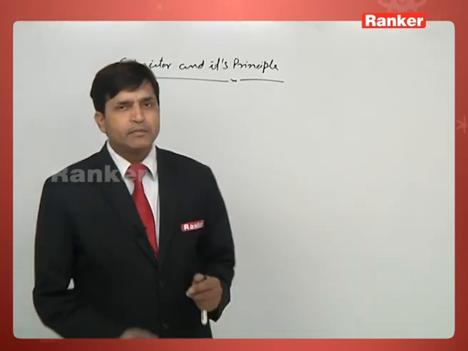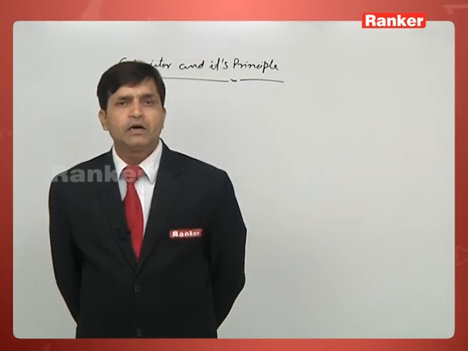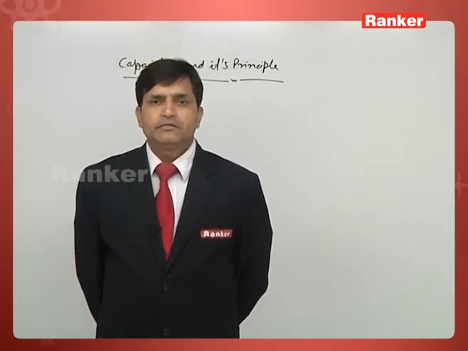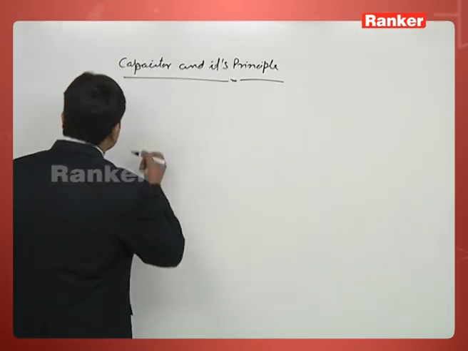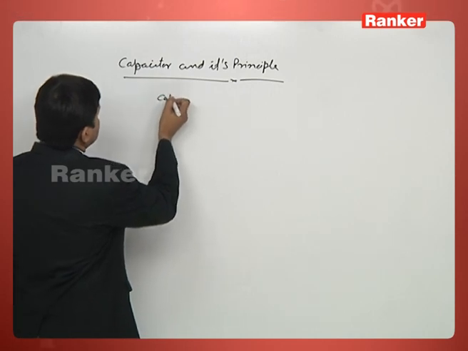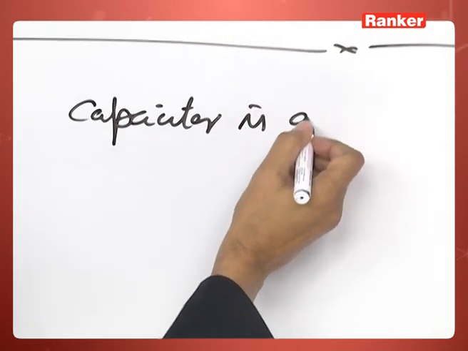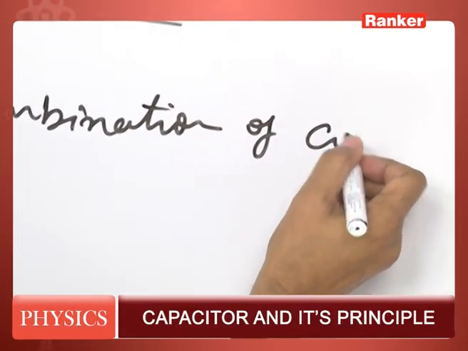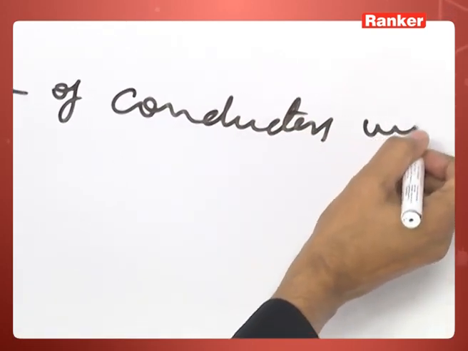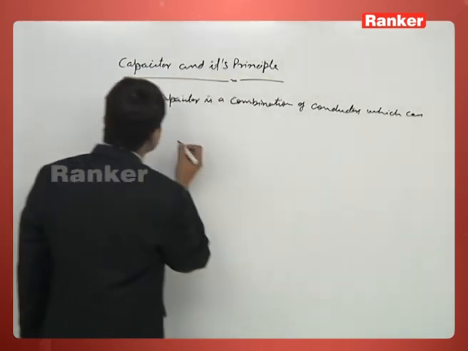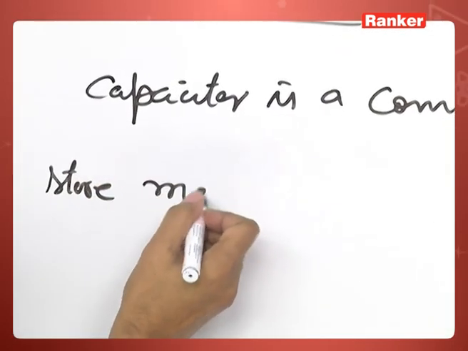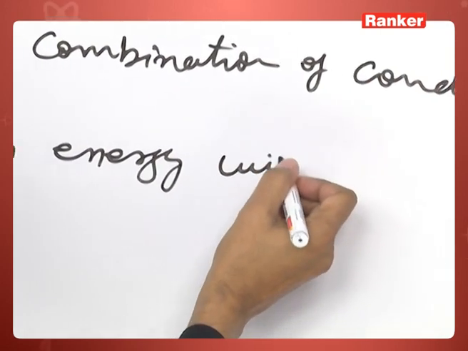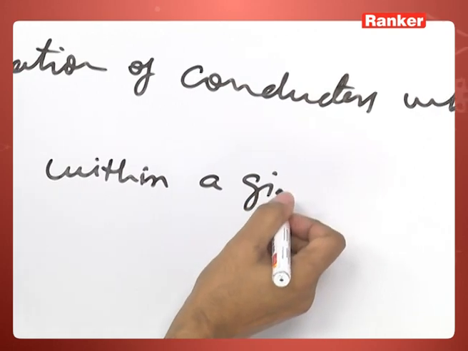So we can say a capacitor is a system of conductors, or a combination of conductors, which can store maximum energy within a given space. We can define a capacitor like this: a capacitor is a combination of conductors which can store maximum energy within a given space.